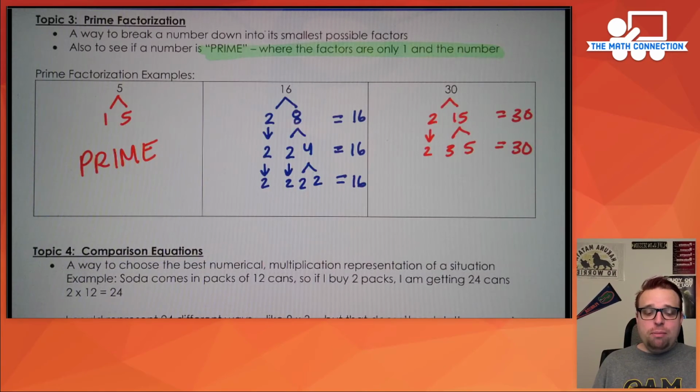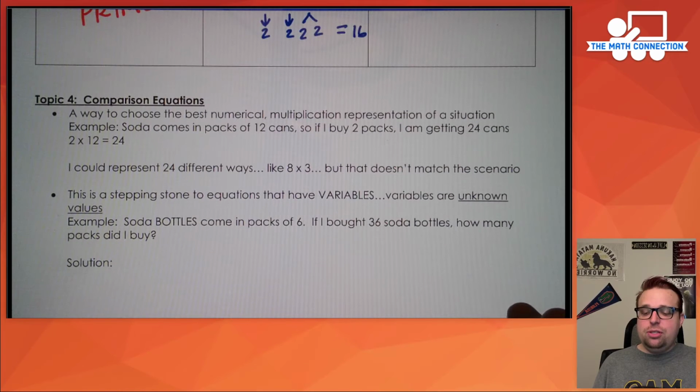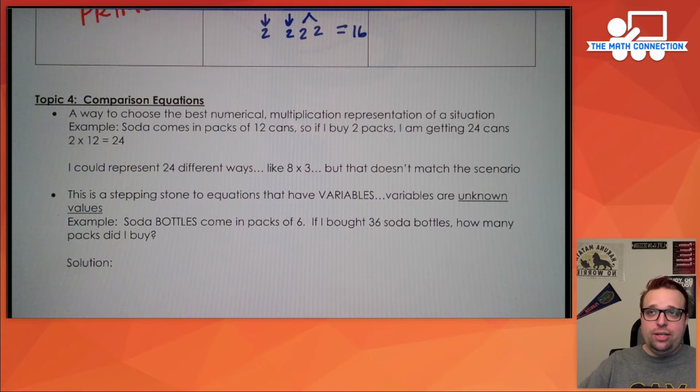Okay, we have one more thing to talk about in this section, which is something called comparison equations.